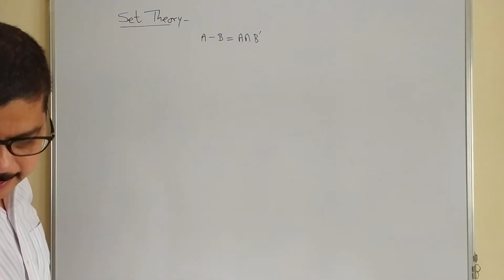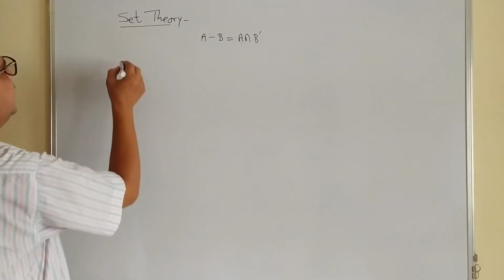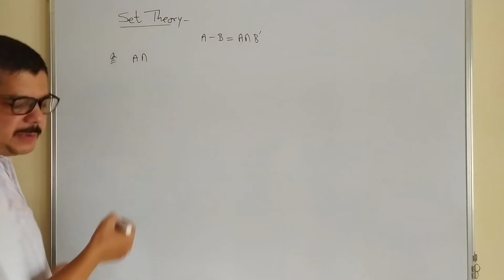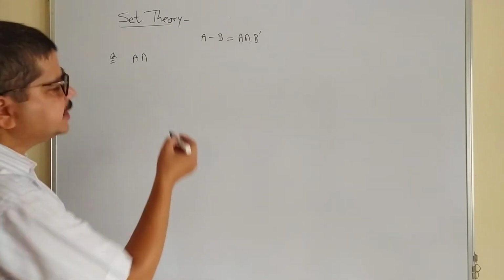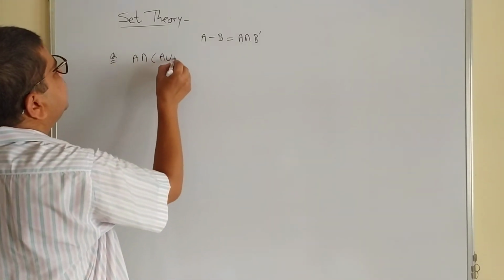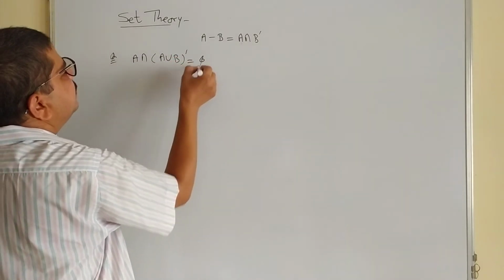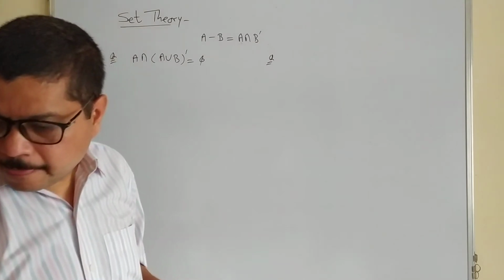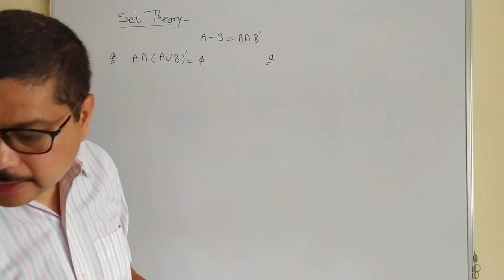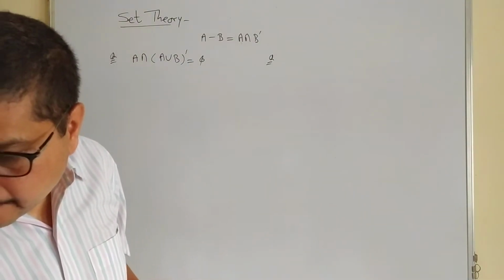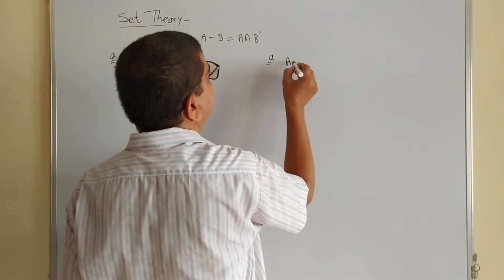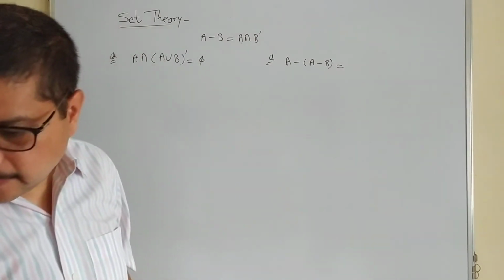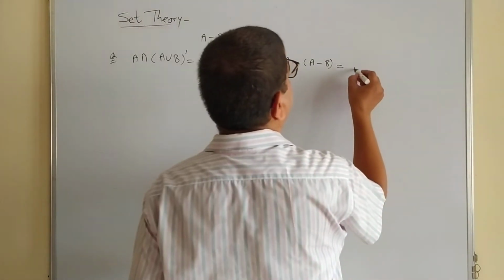Question is A intersection (A union B). Now this question I am taking from your RD Sharma Mathematics. A intersection (A union B) complement is phi. Another question, A minus (A minus B). Good question. A minus B is A intersection B complement.